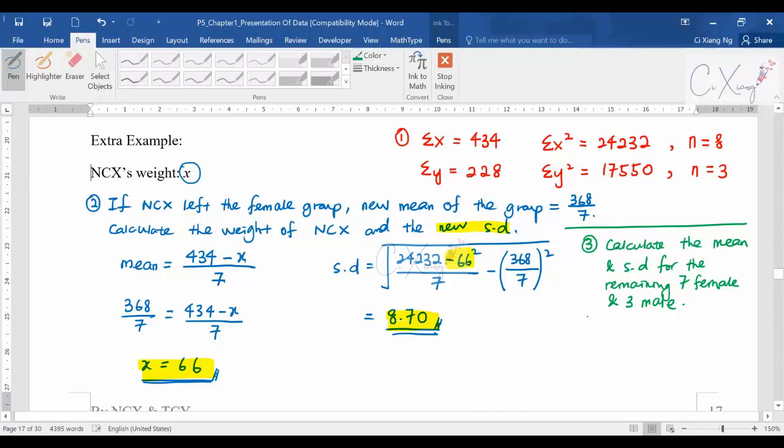Okay, so again, for this case, you need to actually combine, right? Okay, so what is the new mean for these two groups of people? So again, the new mean will be, you can take 434, but this is for 8 female. You have to minus the 66, and then you add the 3 male. So the 3 male will be 228. Divided by how many people you have in total, you're having 10. Because 8 minus 1 becomes 7, right? So 7 plus 3 becomes 10. Alright, so the new mean here is very simple. Divided by 10, then you should get 59.6.